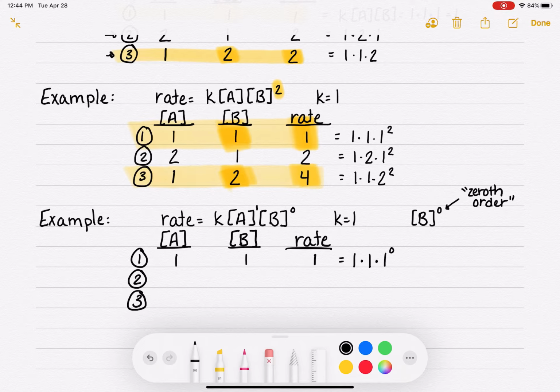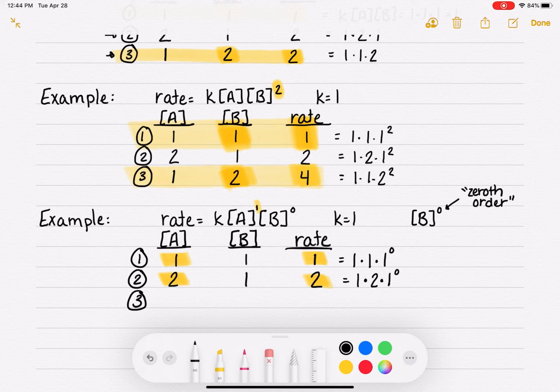So now let's double A. So A is 2 and B is 1. What will that rate be? The rate is K is 1, A is 2, B is 1 to the 0. So that rate is going to be 2. And you should be starting to really see this. For first order, when we're first order with respect to A, when we double the concentration, we double the rate.